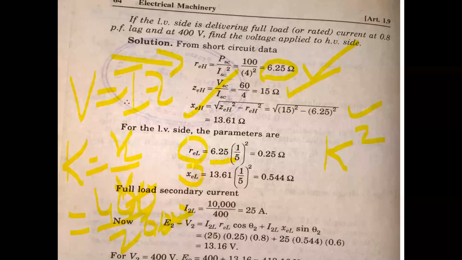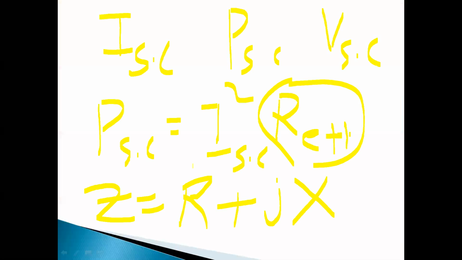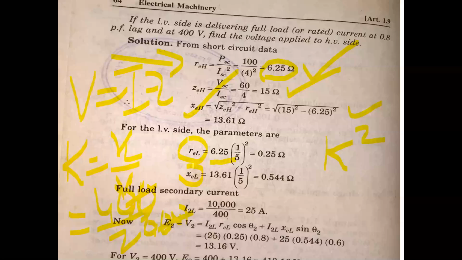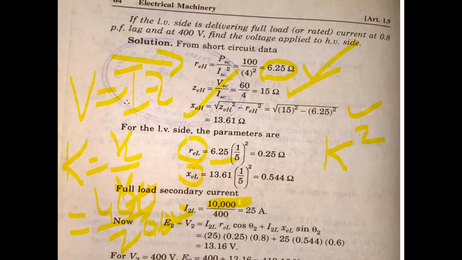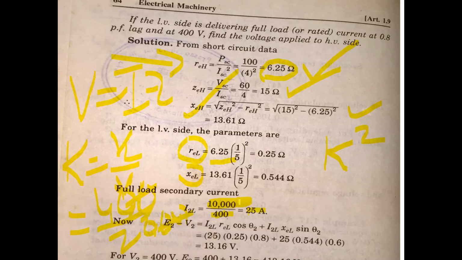The power rating of the transformer is 10 kVA. That is 10 into 10 power 3, which is 10,000. Divided by the secondary voltage 400 volts, the full load current on the secondary side is 25 amperes.